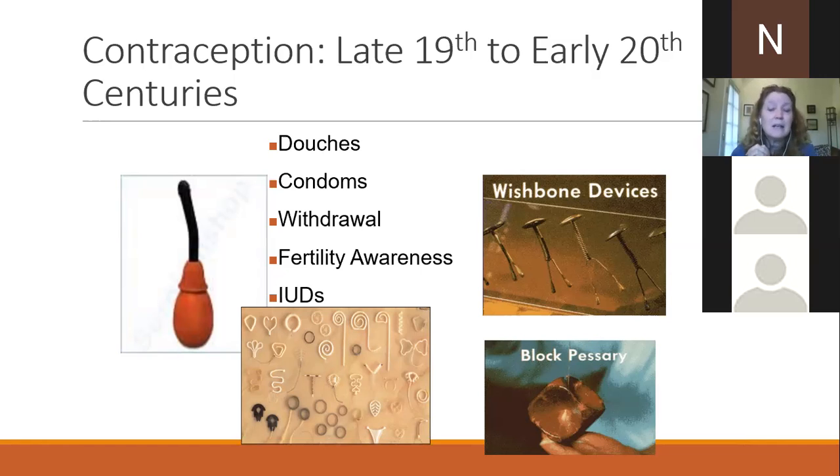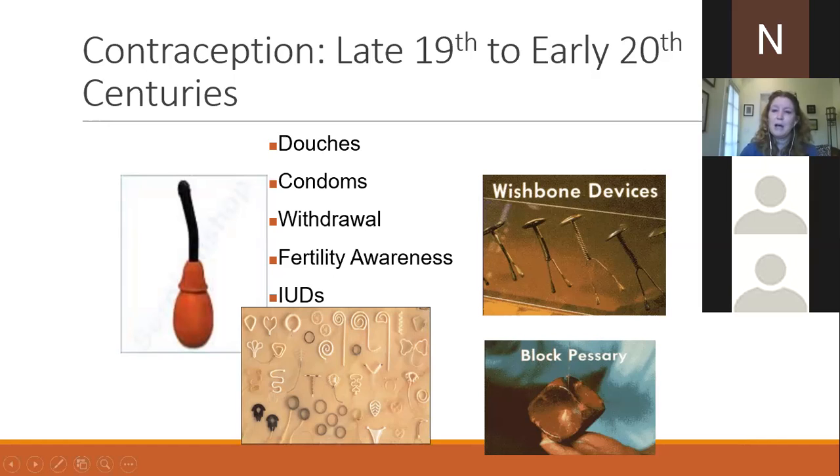There were condoms, but it's important to know that until, I think, 1973, some methods of birth control were illegal. They were considered a type of pornography, and so they weren't legal. I think the last law on the books was in Connecticut, and it was finally taken off in the 1970s. So in the late 19th and early 20th century, there were douching, condoms, withdrawal, fertility awareness, and IUDs.